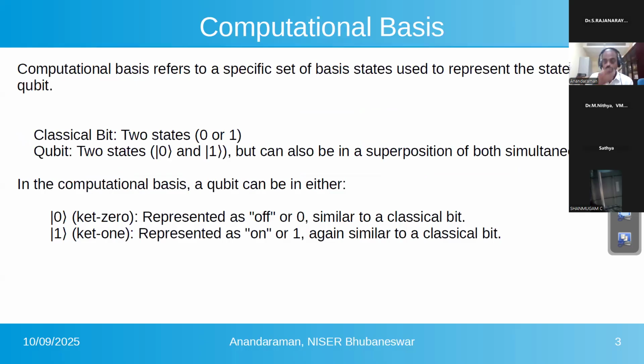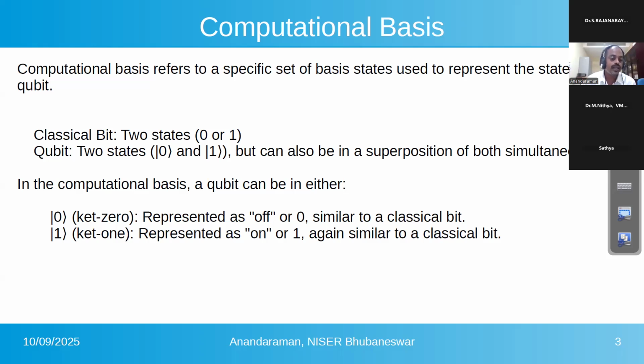Okay, so computational basis. Classical bits can be either 0 or 1. Most of these things might have been covered in the last 2 days, but I will just go through it. A classical bit at any point of time can be in only one of the states, 0 or 1. But a qubit can be in both 0 and 1 simultaneously.